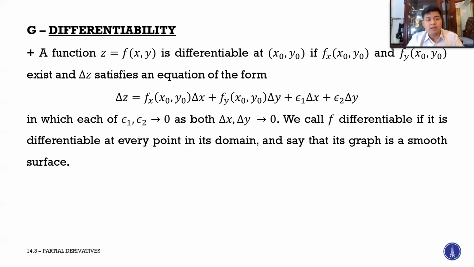Moreover, a function z equals f of x and y is differentiable at x sub 0, y sub 0 if fx of x sub 0, y sub 0 and fy of x sub 0, y sub 0 exist, and delta z satisfies the equation below, in which each of epsilon sub 1 and epsilon sub 2 approaches 0 as both delta x and delta y approach 0. We call f differentiable if it is differentiable at every point in its domain, and this says that its graph is a smooth surface.